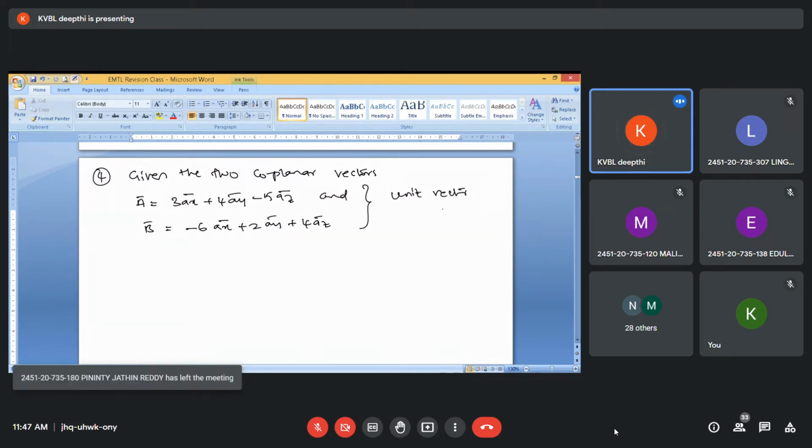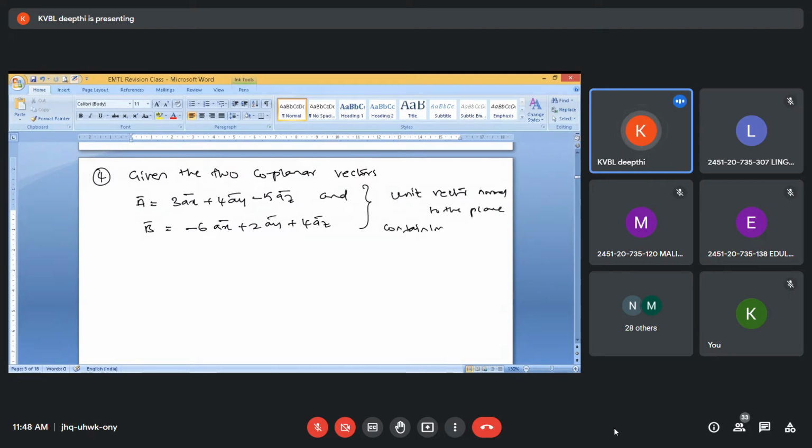Okay, the vector normal to the plane containing the vectors A and B. Now, how do we find it? So when it is given like this, directly what we do is we will be solving it by using A bar cross product of B bar.